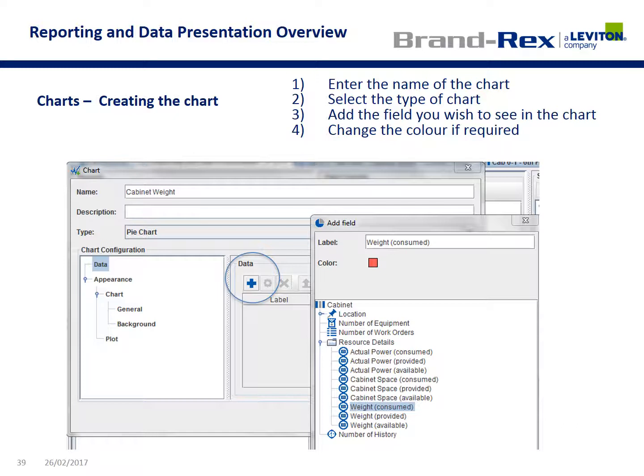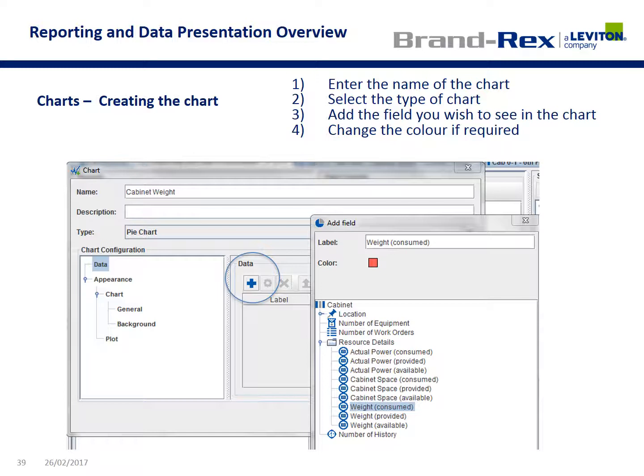Enter the name for the chart. Remember to choose a name that is easily recognizable for future use. Select the type of chart that you wish. In this case, we will select a pie chart. Once you have selected the type of chart, the configuration menu will change slightly depending on whether you selected a pie, a bar or a dial chart.